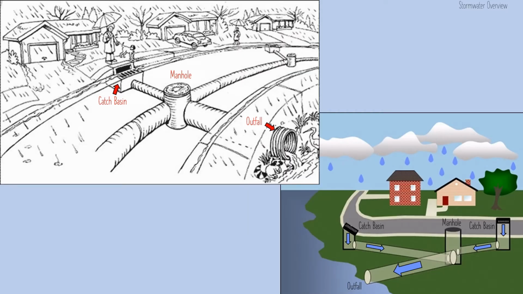Here are a couple graphics that show how catch basins, manholes, and outfalls are all connected along stormwater's journey from roadways into local water bodies. If the connection between these three types of infrastructure is still unclear to you, I encourage you to pause here for a moment and really take a look at these schematics.